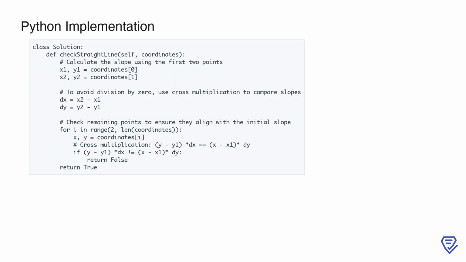This Python implementation solves the LeetCode problem number 1232, Check If It Is a Straight Line. The goal is to determine if a set of points in a 2D coordinate plane all lie on the same straight line.